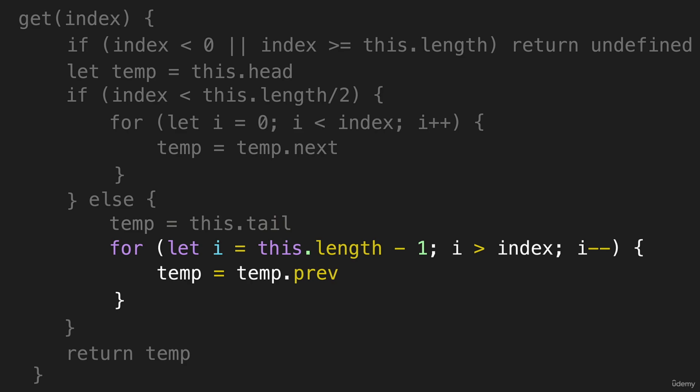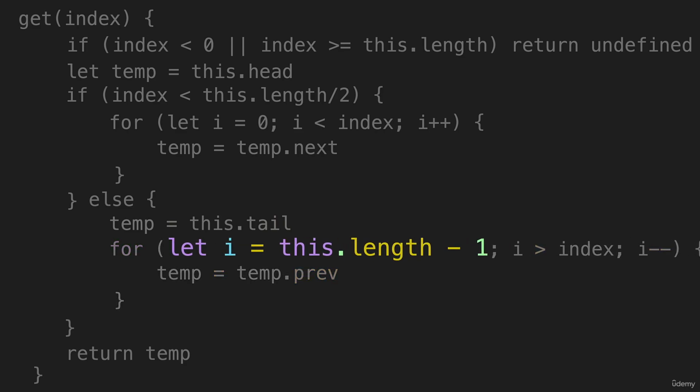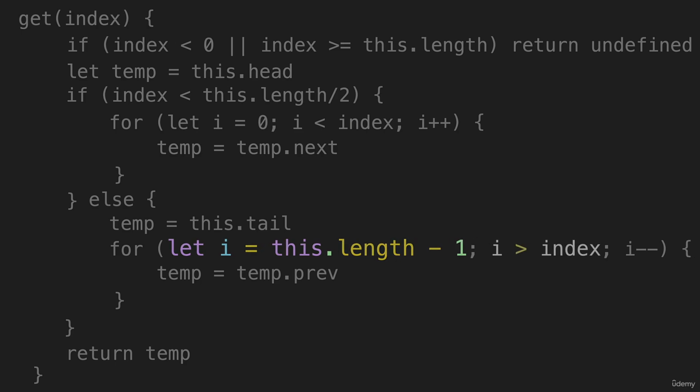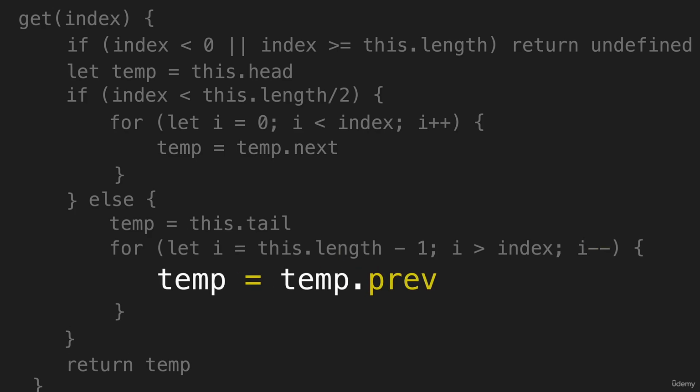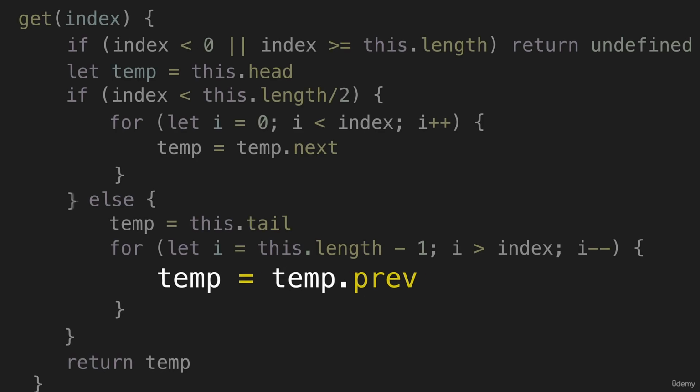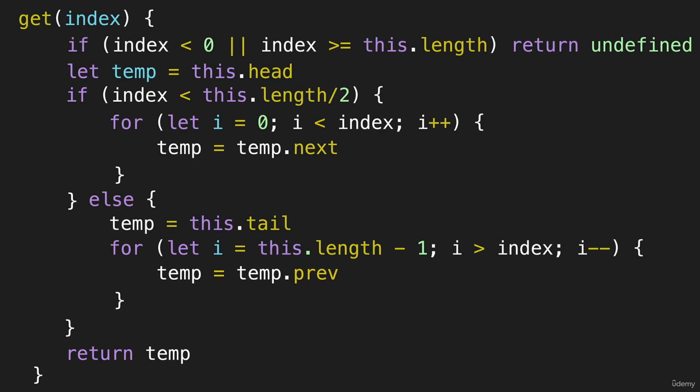Then we're going to have a for loop that is just the opposite of the one above. So we're going to start this with i being equal to the index of the last item in the list. And we're going to say while i is greater than index instead of less than. And then we're going to decrement i. And then we're going to go the other way and use the previous arrows instead of the next arrows. All right, so that is all of our code for get.